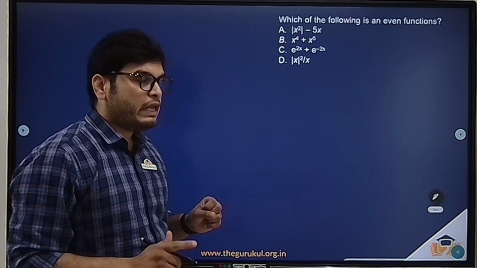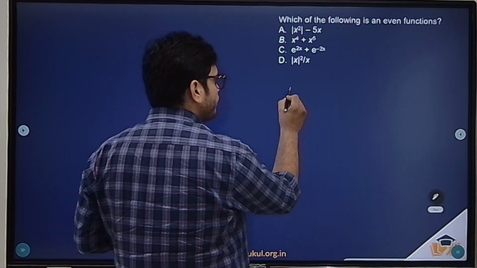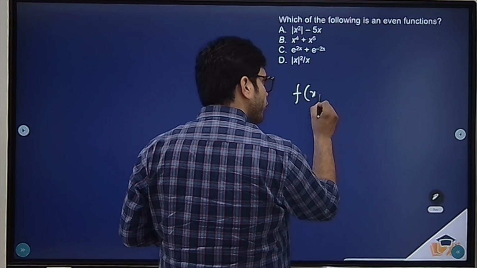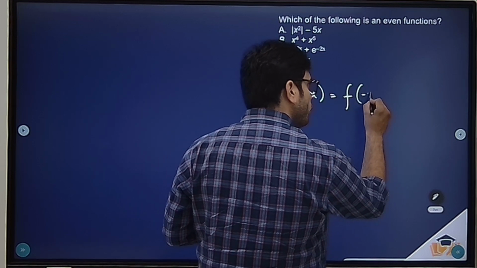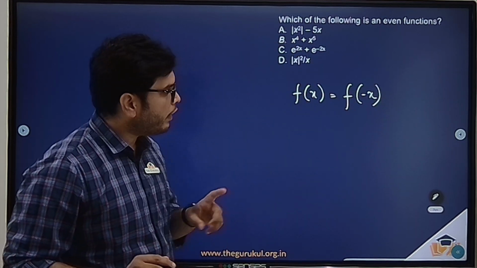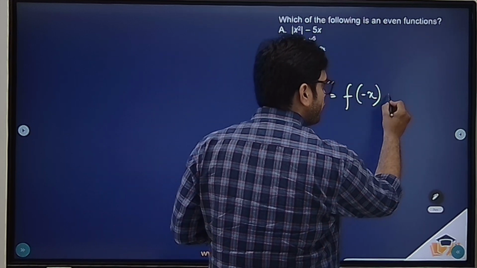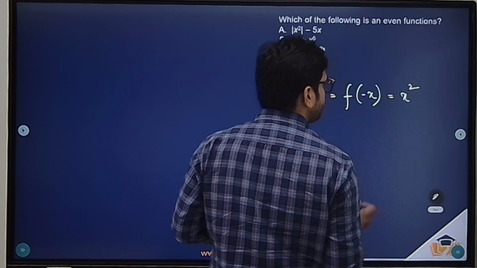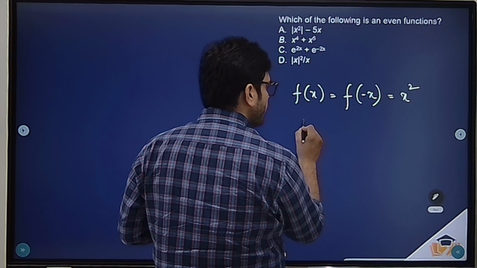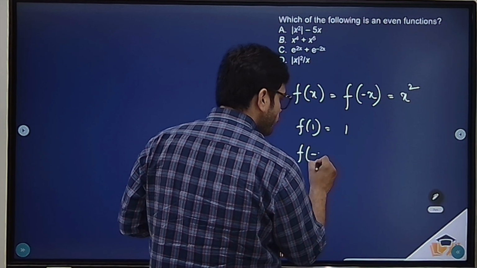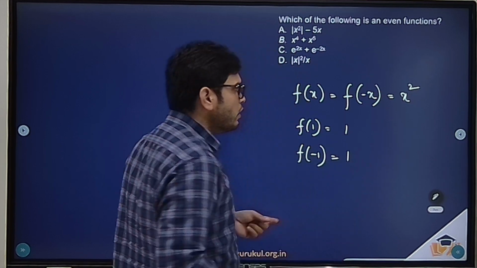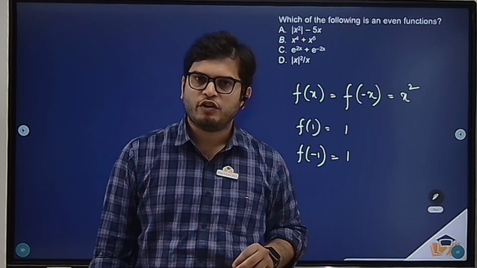Which of the following is an even function? Now what is an even function? If you have a function f of x, this is said to be even if f of x is equal to f of minus x. Right. For example, let me assume f of x to be x square. Now what is f of 1? 1 square, 1. Now what is f of minus 1? Again, minus 1 square, 1. So x square is an even function, right?